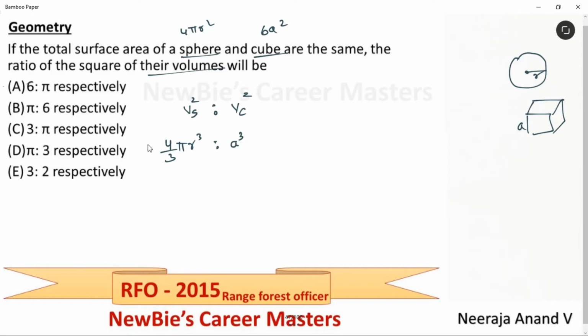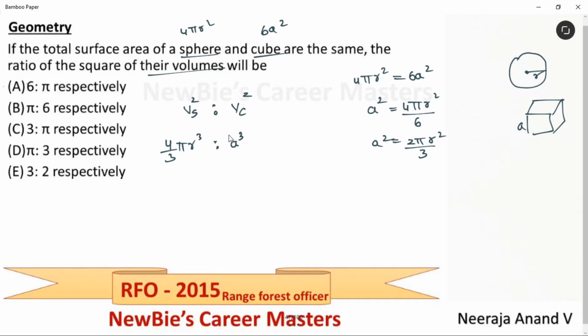Okay. Now, to simplify this, we have to change these variables to the same variable. Let's use the first given information, that is total surface area of the sphere is equal to total surface area of the cube. Am I clear? Now, let's take a square is equal to 4 pi r square divided by 6. What is this value? 2 pi r square divided by 3. We have a square value, but we need a cube value. How is it possible? Think, newbies.